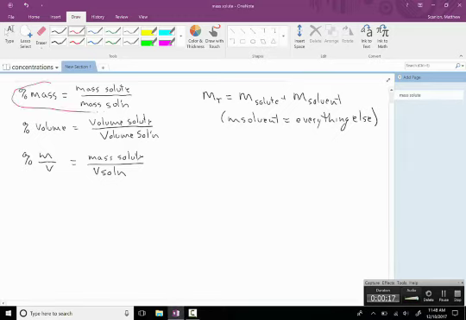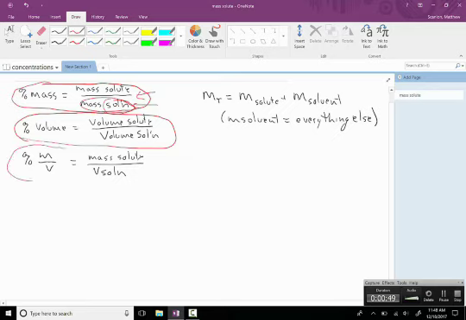The one we use exclusively in this class is mass percent is equal to the mass of the solute divided by the mass of the solution. This is my abbreviation for mass of solution: solution is SOL'N. Percent volume is used once in a while. You need to know it. It's going to show up in some problems every once in a while. It's the volume of solute divided by the volume of solution. Again, it's not used often.